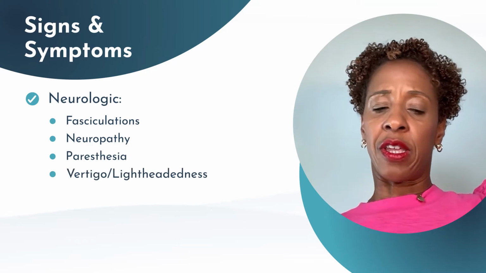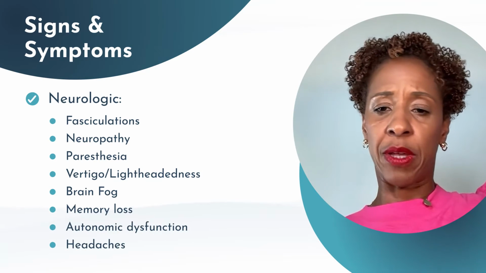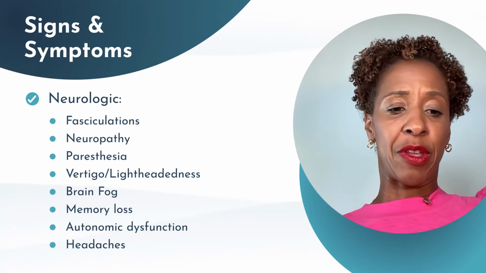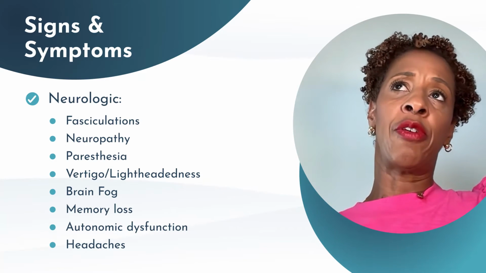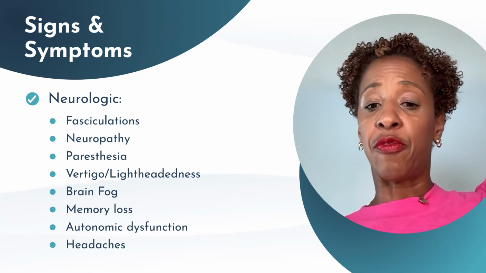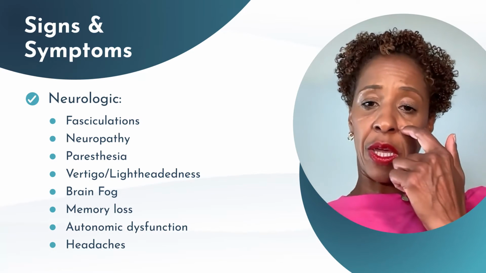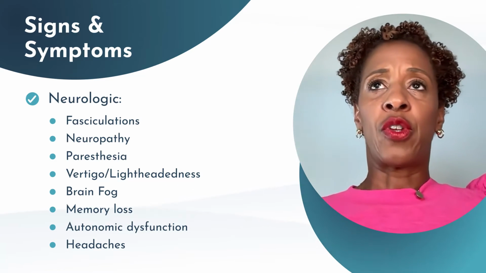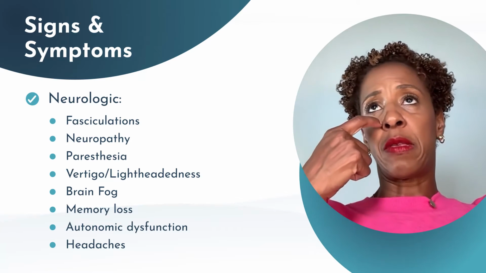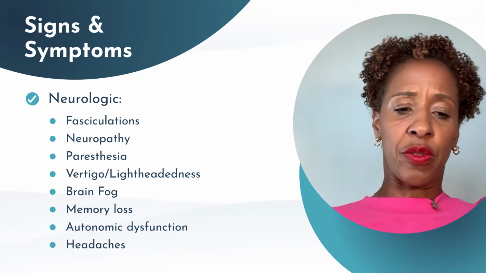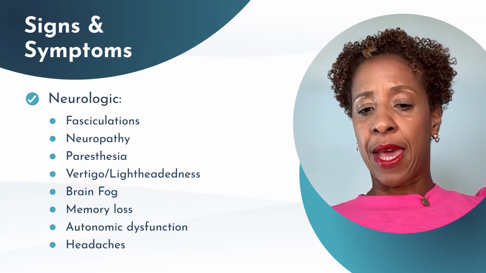Neurologically, we can see fasciculations, which is changes in the muscles, neuropathy, paresthesia, which can be like a numbness or tingling or uncomfortable sensation in the nerves, down the nerve pathways, particularly in the extremities. Vertigo or lightheadedness can be seen. Brain fog, memory loss, autonomic dysfunction, which is when there's an imbalance that sometimes shows up with people having issues maintaining blood pressure and things of that sort, as well as headaches.